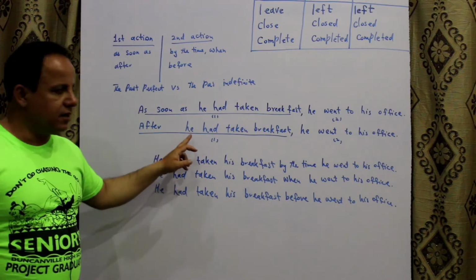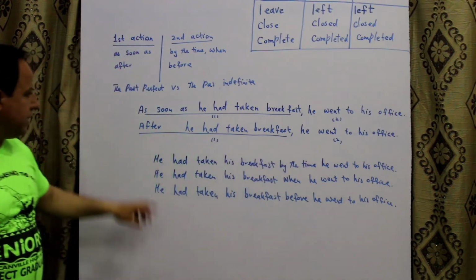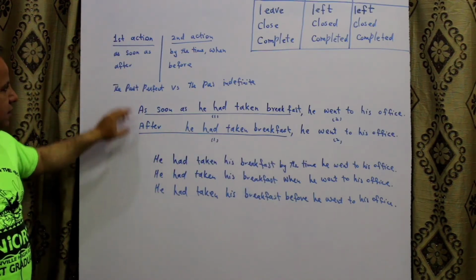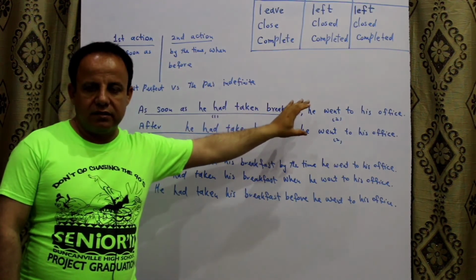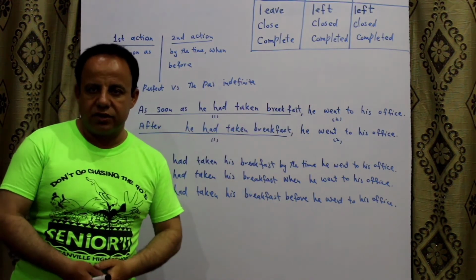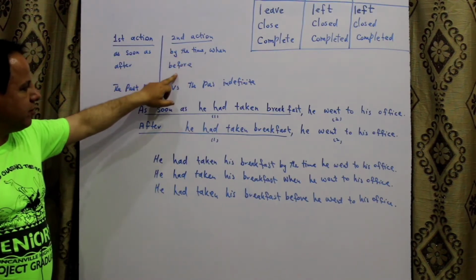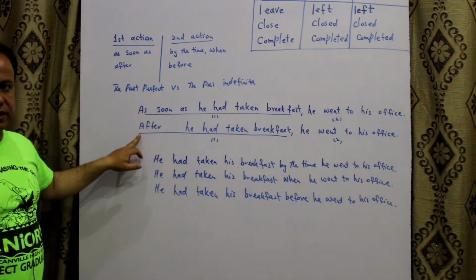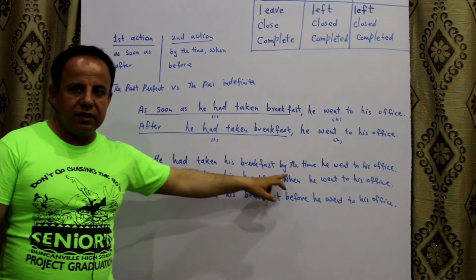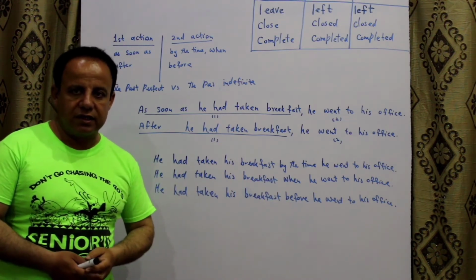After he had taken his breakfast, he went to his office. You can find here as soon as or after we use with the first action, and with the second action we don't need any transition. If you want to use by the time, when, or before with the second action, then we don't need to write as soon as or after, because then they show the second action. Two transitions of time we can't use there.